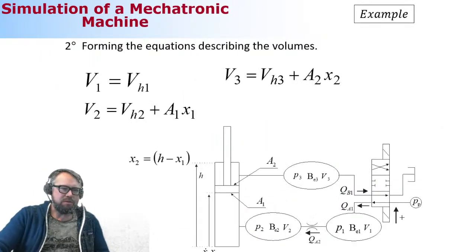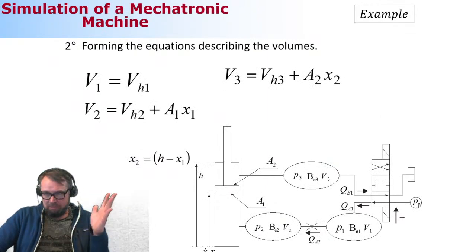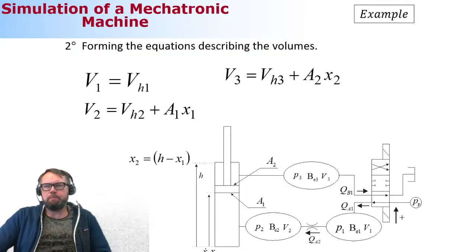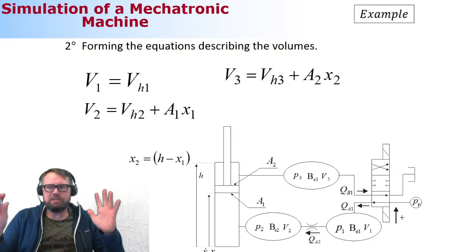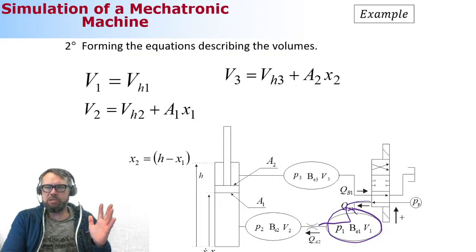Now step number two: forming the equations that describe the volumes. Simple, but still needs a little bit of thinking. The first volume is very simple. That's simply the volume of the hose line or pipeline that connects the direction valve to this throttle valve. This volume is not changing its size, so it is of constant size.